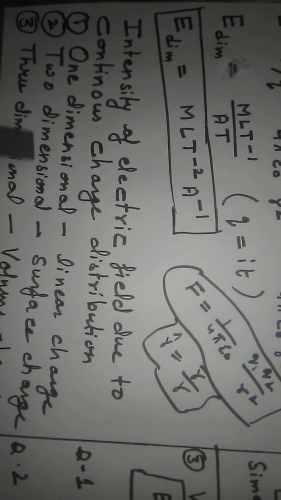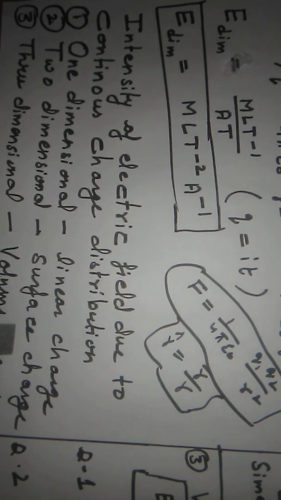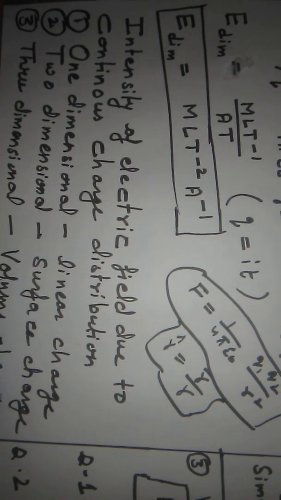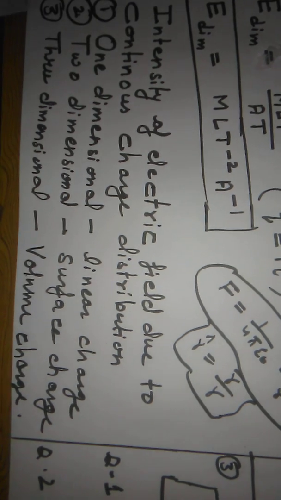Then we have two dimensions. Two dimensions means we have to find the intensity of electric field due to a surface charge, that is, on an area. Then we have three dimensions. Three dimensions means we have to find the electric intensity due to the continuous distribution of charge in a volume.